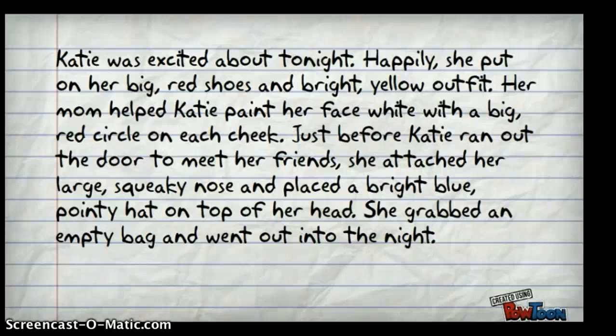Katie was excited about tonight. Happily, she put on her big red shoes and bright yellow outfit. Her mom helped Katie paint her face with a big red circle on each cheek. Just before Katie ran out the door to meet her friends, she attached her large squeaky nose and placed a bright blue pointy hat on top of her head. She grabbed an empty bag and went out into the night.